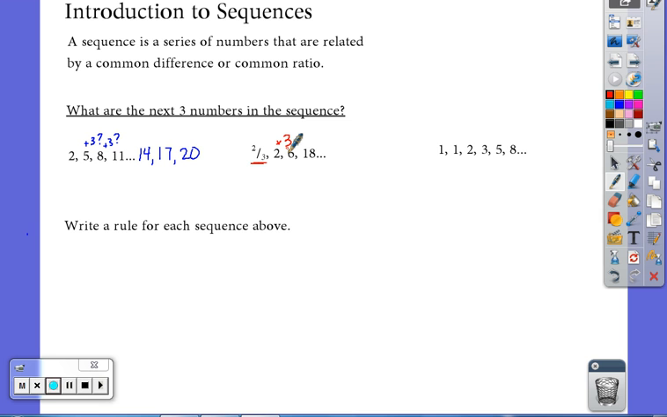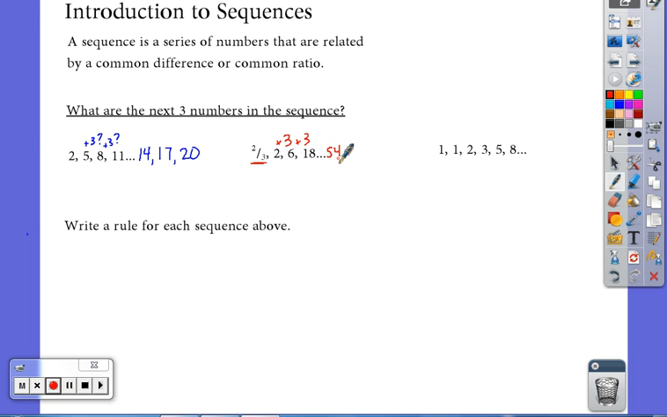Does that work for 6 to 18? Does 6 times 3 equal 18? And in this particular case, 6 times 3 also equals 18. So once you know, in this particular case, it's not addition anymore. So we're talking now about multiplication. So once you know what that is, the common multiple, then you just want to apply that to find the next three terms again. So in this particular case, 18 times 3 is 54.